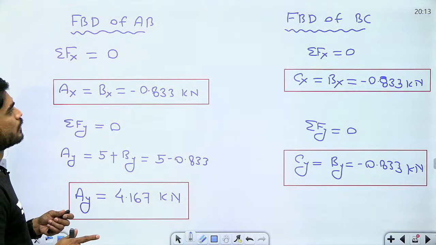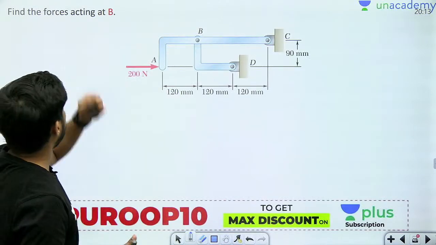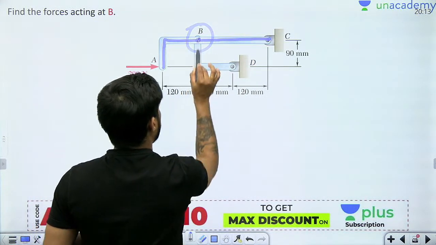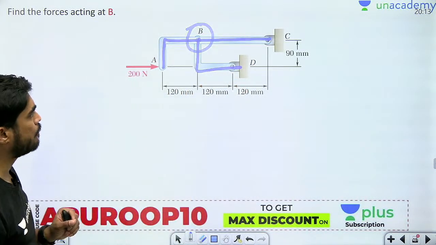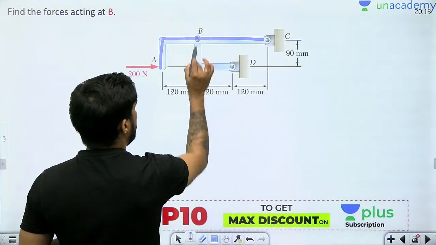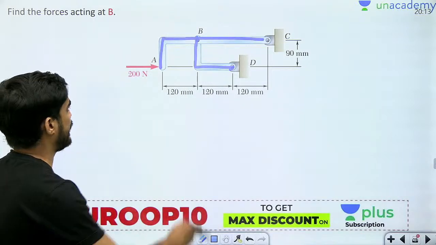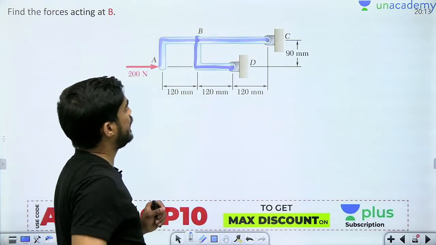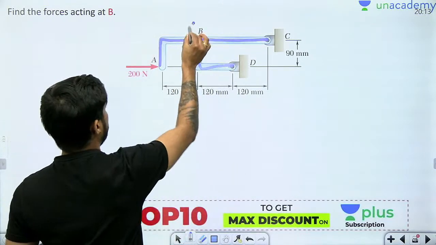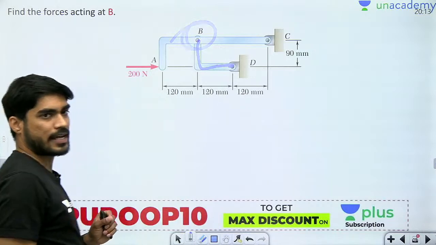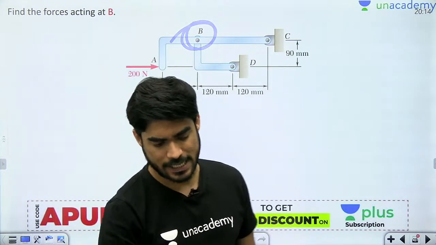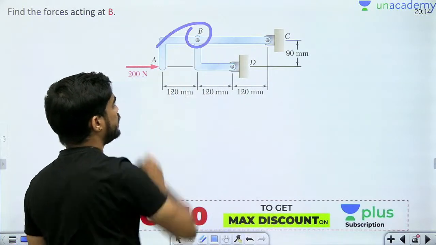ठीक है, चलो. So let's solve this problem. Find the forces acting at joint B. We have again two members. ठीक है, again अपने पास दो members हैं. We have ABC and we have BD. अपने पास एक member है ABC और एक member है BD and we have to find the forces acting at joint B. ठीक है, means the components of forces. Okay, आपको components of forces निकालने हैं acting at joint B.